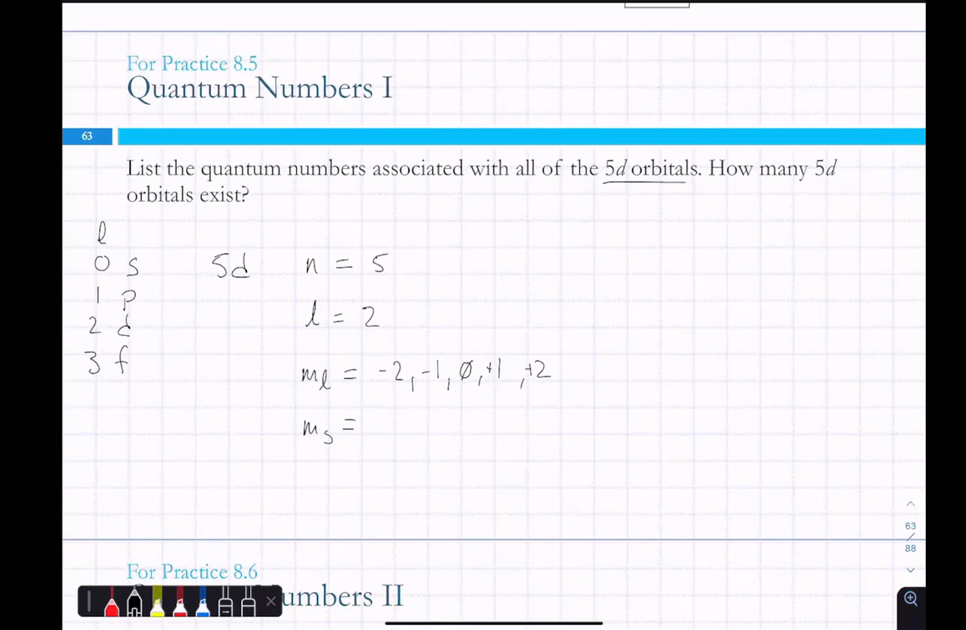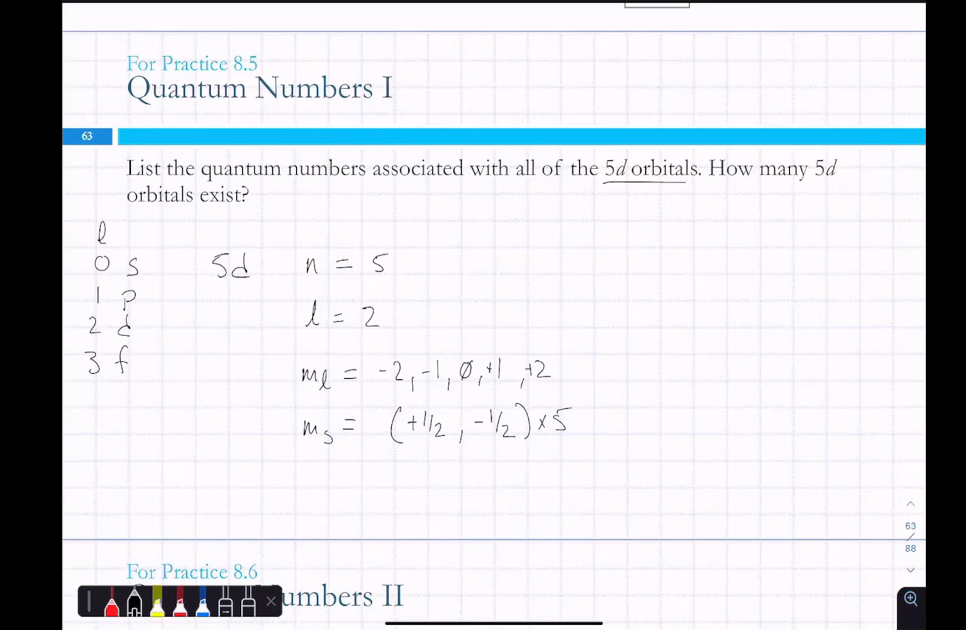And then what would our m sub s be? There's only 2 possible: plus 1/2 and minus 1/2. And then we would have those, a positive 1/2 and a negative 1/2, for -2, -1, and so on. So we could essentially say, if we wanted to count the total number of possible quantum numbers, that times 5. There'd be 10 of those. I don't think that's necessary.